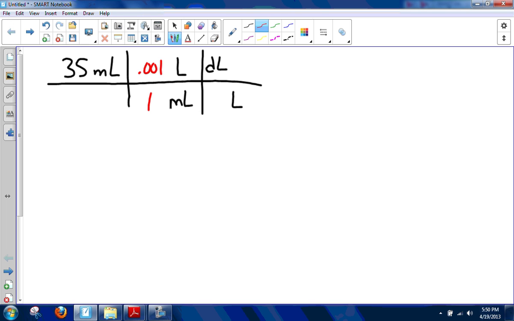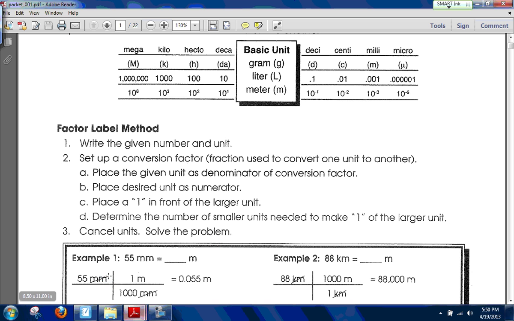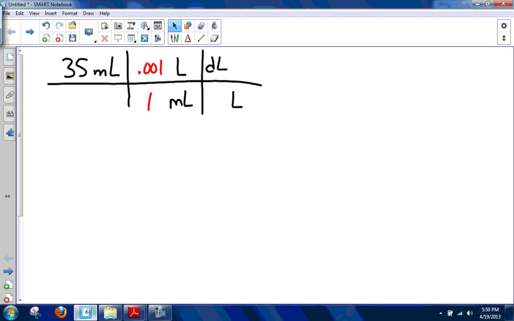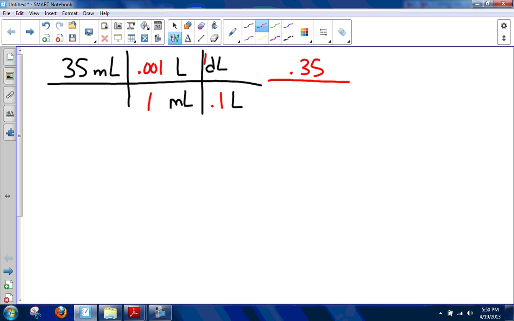The milli means 0.001, so when I write this up here, it's the same type of thing. Okay? Now for deciliters, we go to the chart again, and deci is 0.1. So for every 1 deciliter, you have 0.1 liters. We're going to multiply straight across on the top, and we should get 0.35. Then we go to the bottom, multiply straight across, we should get 0.1. Deciliters is still on the top. 0.35 divided by 0.1, if I am not mistaken, is going to be 3.5 deciliters.